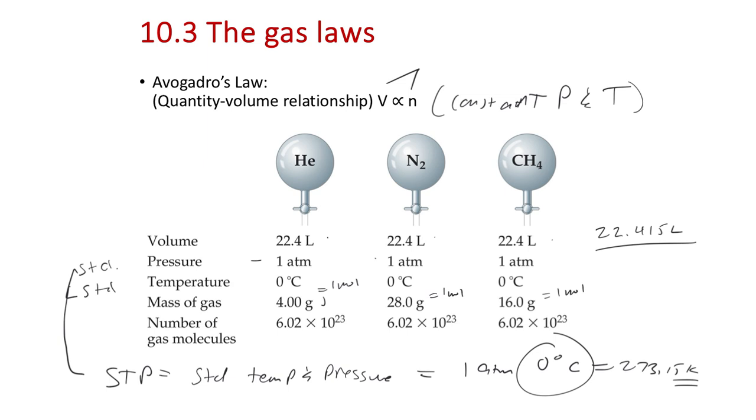And so what makes a gas have a particular volume is the number of particles. So when you have a mole of helium, you have 6.02 times 10 to the 23 helium atoms as your particle. If you have a mole of nitrogen, you have 6.02 times 10 to the 23 N2 molecules.